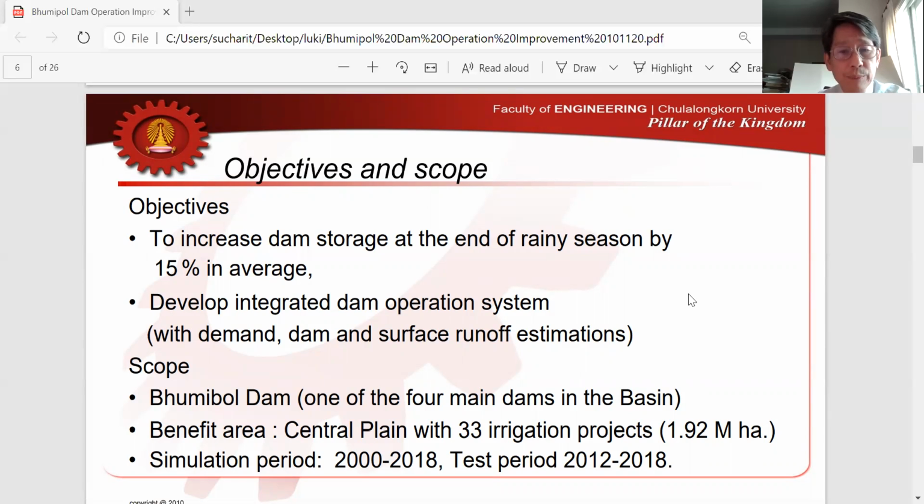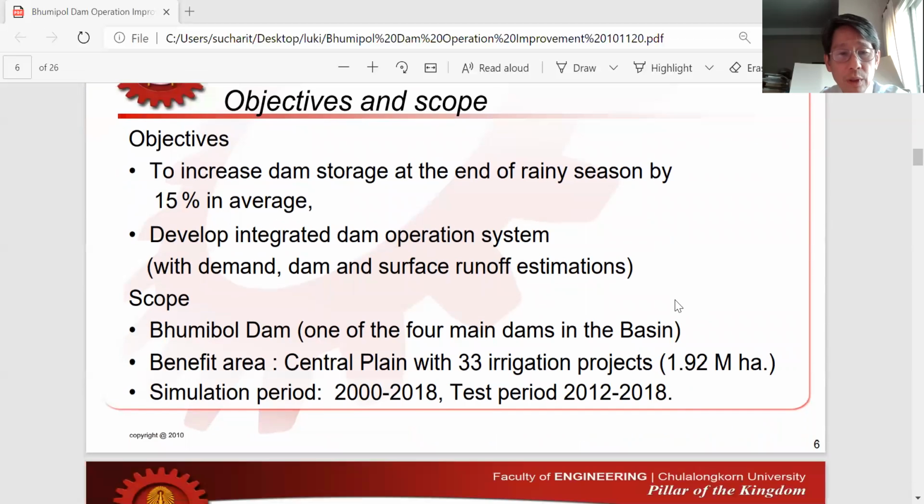To do that, we have to develop an integrated dam operation system coupled with demand estimation, rainfall estimation, and surface runoff estimation together, so that we can make a better decision for dam release in the rainy season. The study is now focusing on the Bhumipol Dam, which is one of the 4 main dams in the basin. The area covers the Central Plain, which we call the Chao Phraya Central Plain. We have about 33 irrigation projects in it, covering an area of about 1.92 million hectares. In our simulation, we use daily data from 2000 to 2018, and we test our measure from 2012 to 2018.